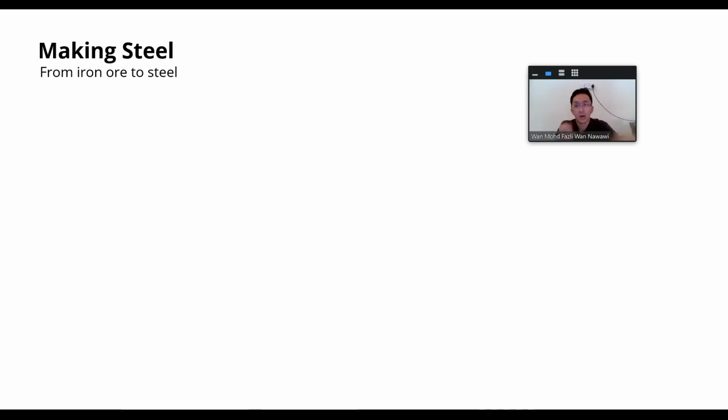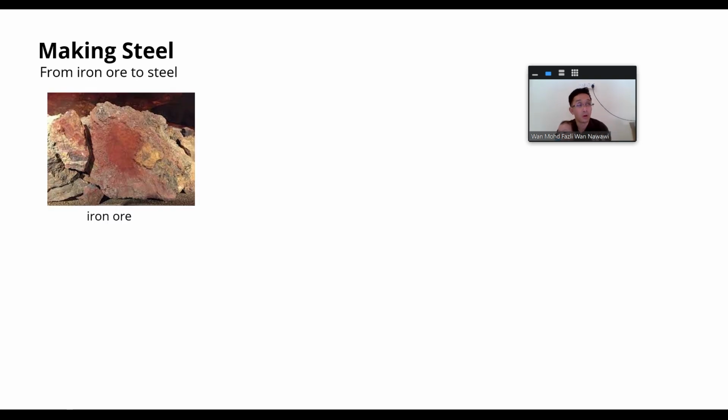Okay. So making steel. Normally when you want to make steel, you need to start with iron ore, because iron doesn't exist in a pure form. In nature, iron normally exists together with oxide and other stuff. It's rarely found as pure iron; it always makes connections with other stuff.